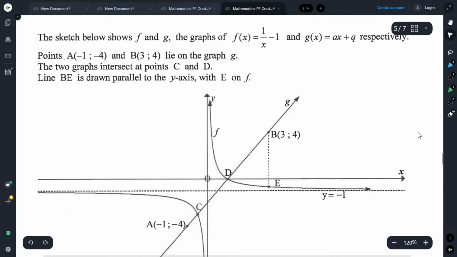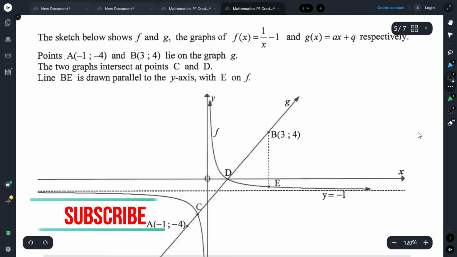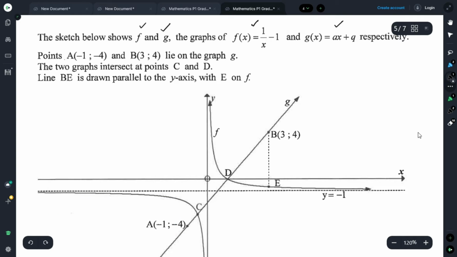So question 5 goes as follows. It says the sketch below shows two functions f and g. The graphs of f, which is a hyperbolic function, and g is a straight line function respectively. Points A and B lie on the graph g. There they are, B, and there's A. Right? The two graphs intersect at points C and D.